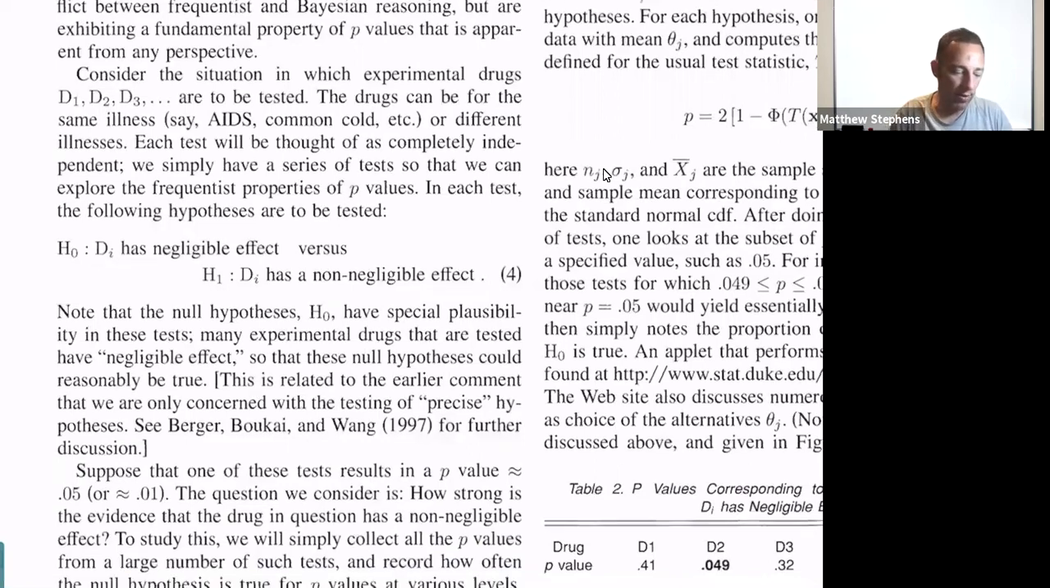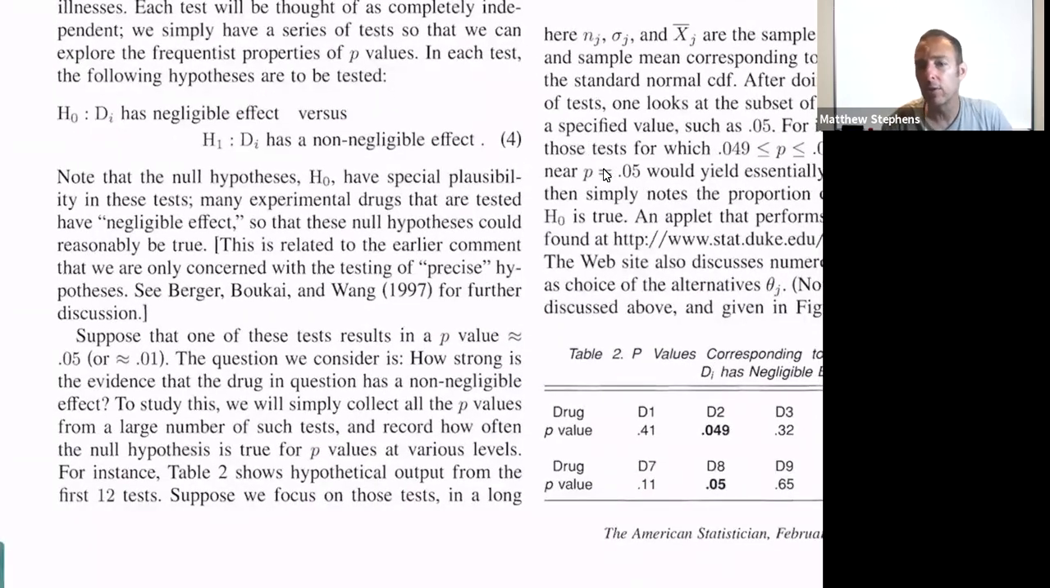And so now they ask the question, suppose one of these tests results in a p-value of near 0.05, let's say. So not less than 0.05, but near 0.05. How strong is the evidence that the drug in question has a non-negligible effect? And so to study this, what they're going to do is just do the series of tests for a series of drugs, and take all the ones that have a p-value near 0.05 and ask what proportion of them are null.